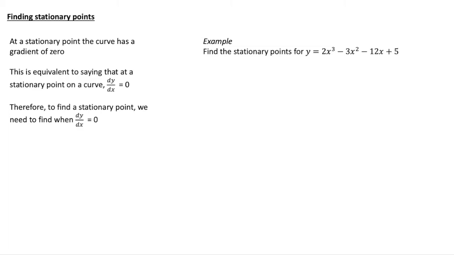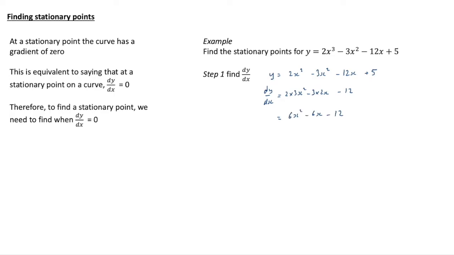Find the stationary points for y equals 2x cubed minus 3x squared minus 12x plus 5. The first step is to find out what dy by dx is. So we have to differentiate the function. So 2x cubed becomes 2 times 3x squared, minus 3x squared becomes minus 3 times 2x, minus 12x becomes minus 12, and if we differentiate plus 5 we get 0.